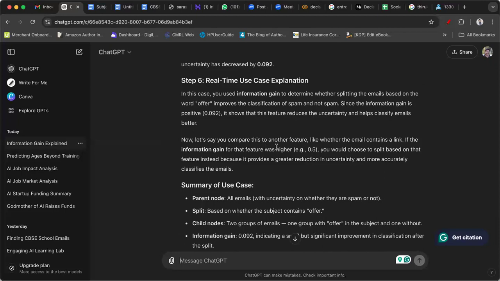Now let's say you compare this to another feature, like whether the email contains a link. If the information gain for that feature was higher, you would choose to split based on that feature instead, because it provides a greater reduction in uncertainty and more accurately classifies the emails.